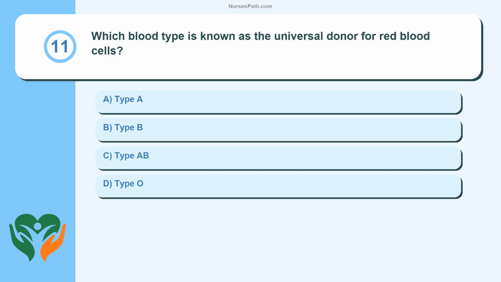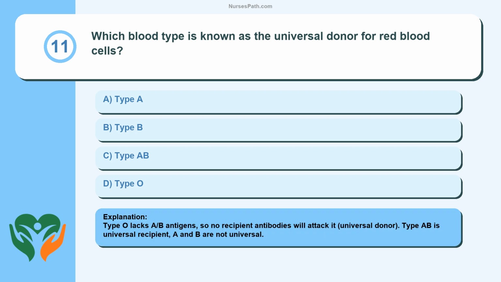Question 11. Which blood type is known as the universal donor for red blood cells? Type A, Type B, Type AB, Type O. Type O lacks A and B antigens, so no recipient antibodies will attack it, universal donor. Type AB is universal recipient, A and B are not universal.